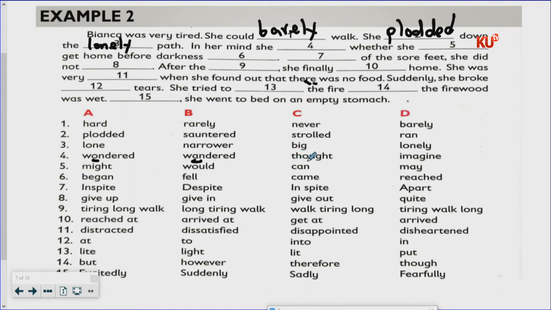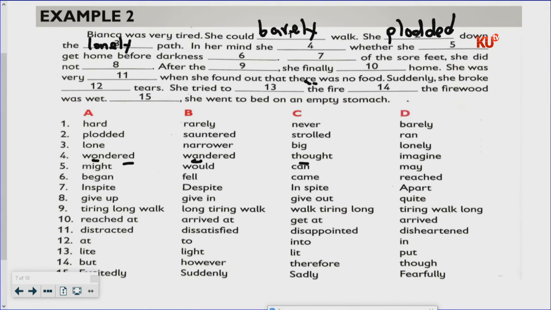She wondered whether, she thought whether, she imagined whether. Imagine is not correct because it could have been imagined. So it is between thought and wondered. Then you are supposed to choose the correct one there, which is wondered, because of the next sentence, which says: in her mind she wondered whether she dash get home before darkness dash.